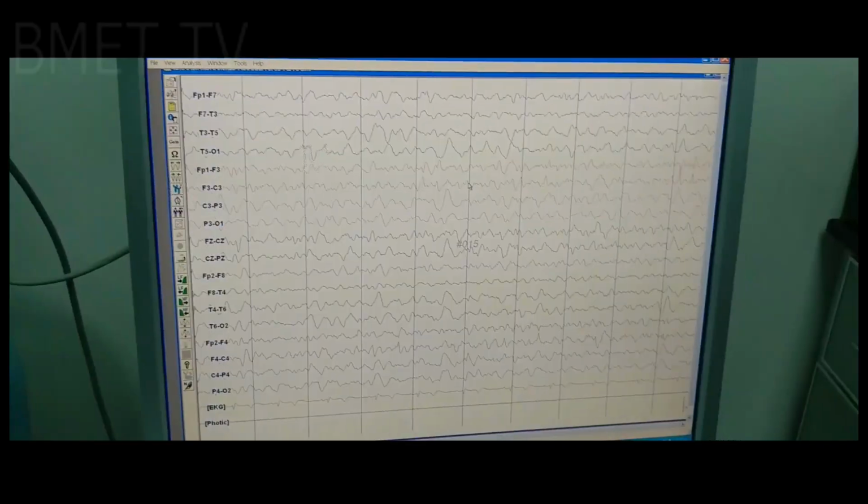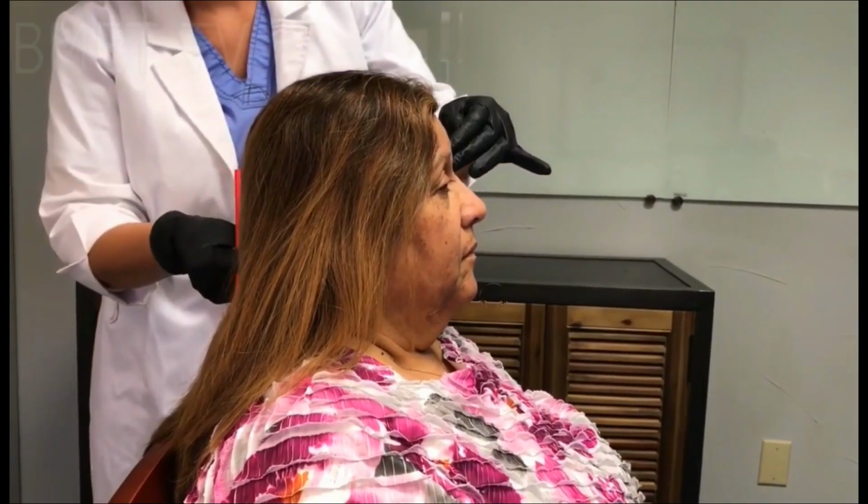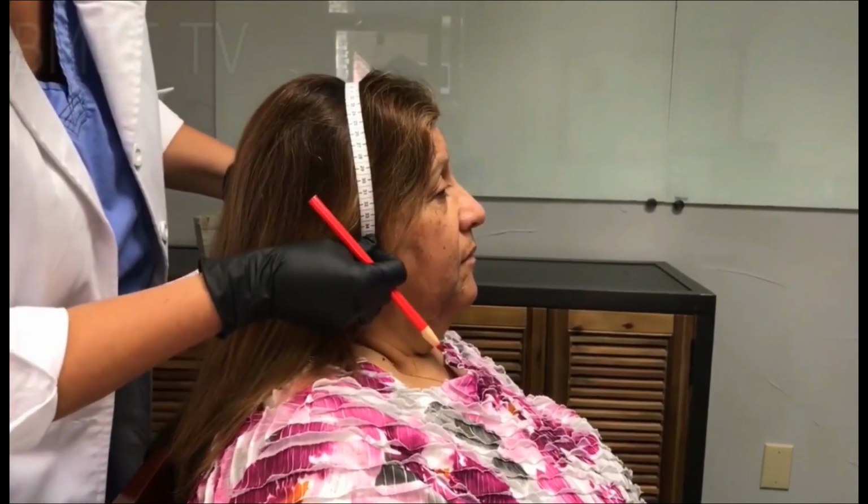Let's know about 10 to 20 lead placement in EEG machines. The 10 and 20 refer to the fact that the actual distances between adjacent electrodes are either 10% or 20% of the total front-back or right-left distance of the skull.